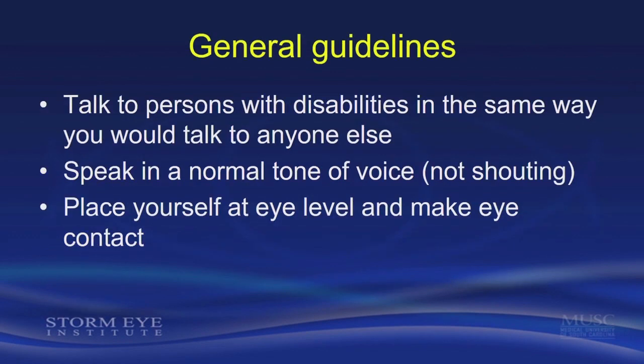General guidelines: talk to persons with disabilities in the same way you would talk to anyone else. And then you can start to adjust your strategy as needed. You don't need to shout to them, speak in a normal tone of voice. And I would always, regardless of how profound the disability is, speak to the patient first before I speak to anybody else in the room. And if they're in a wheelchair, sit down quickly. Get at eye level with the patient. That was mentioned before. You don't want to be standing over the patient. You want to get down at their level very quickly.